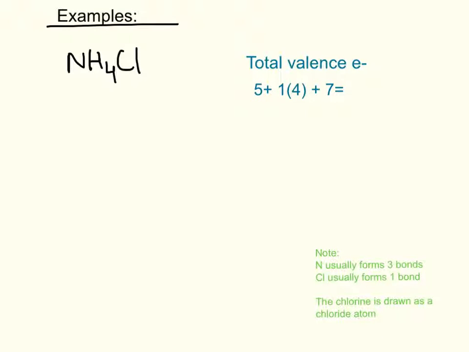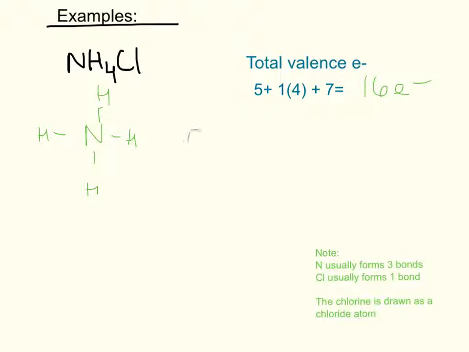Okay guys, in our first example we have ammonium chloride. And I'm going to first add the total valence electrons. I get 5 from nitrogen, 4 from hydrogen, and 7 from chlorine, which gives me a total of 16 valence electrons. And then I'm going to draw in my central atom, which is nitrogen, bonded to 4 hydrogens, which I get by looking at the formula. And usually by practice you'll figure that out. So I get 4 hydrogens bonded to my central nitrogen.